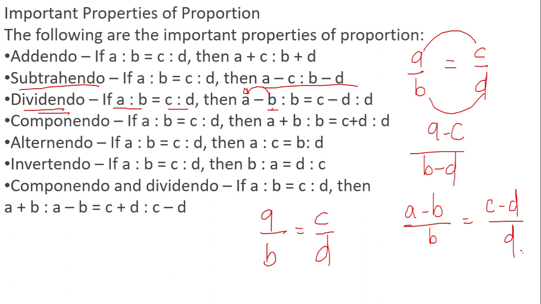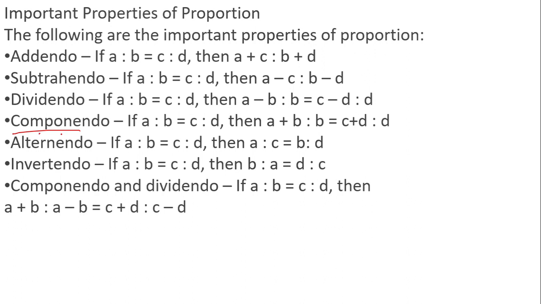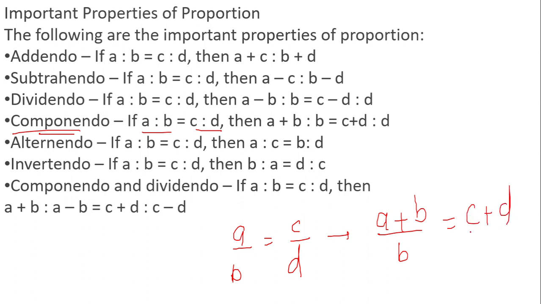Now, what is componendo? Let's move on to the next property, called componendo. If we have two ratios, A upon B is equal to C upon D, then the componendo property says A plus B upon B is equal to C plus D upon D. In dividendo, we subtracted the denominator from the numerator, but in componendo, we add the denominator to the numerator, that is A plus B and C plus D, keeping the denominators as they are, B and D.